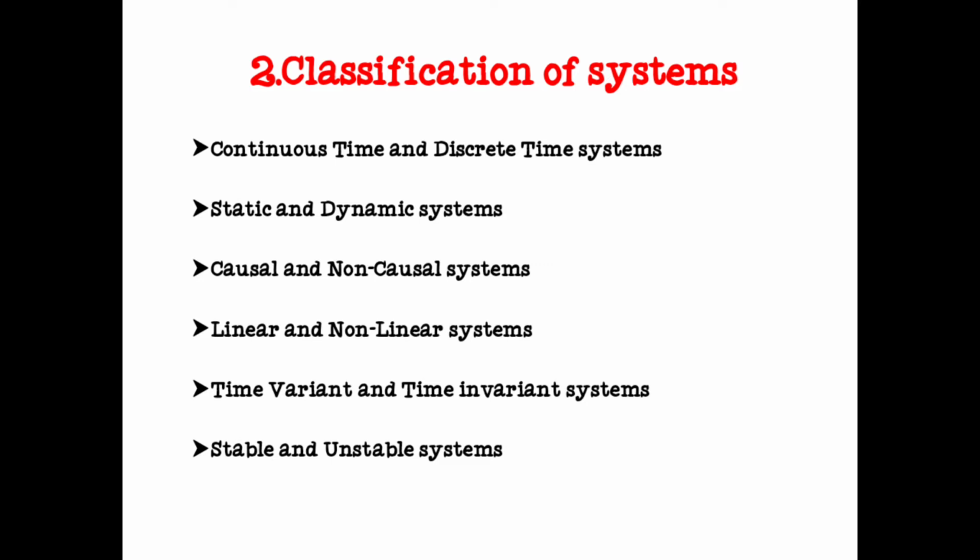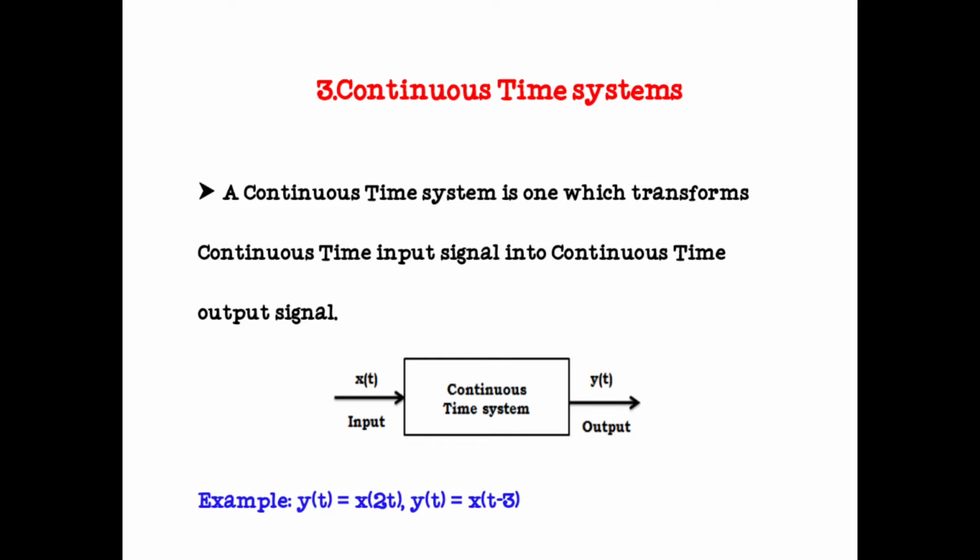So classifications of system. System can be classified as the following: CT and DT, that is continuous time and discrete time system; static and dynamic; causal and non-causal; linear and non-linear; time variant and time invariant; stable and unstable systems. So what do you mean by continuous time system? A continuous time system is one which transforms a continuous time input signal into a continuous time output signal. X of t will be converted to y of t. So example, y of t equal to x of 2t, etc.